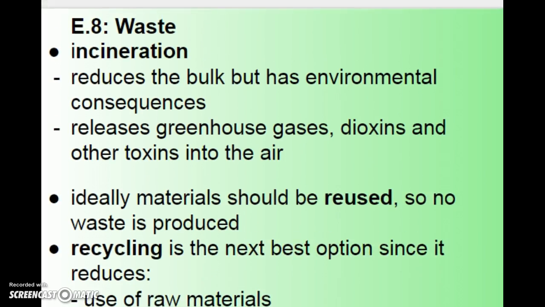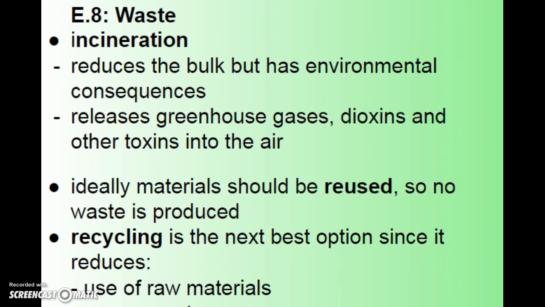Another method is incineration. That's just a fancy word for burning. It reduces the bulk quickly, but it has environmental consequences, especially when things like batteries end up in the incinerator, then mercury and other toxic gases end up in the air. It also releases greenhouse gases, and then dioxins and a number of other toxins can end up in the air, especially, not only batteries, but different plastics, all the different synthetics we've created. When those get burned, there's the ability to release a lot of toxins into the air.